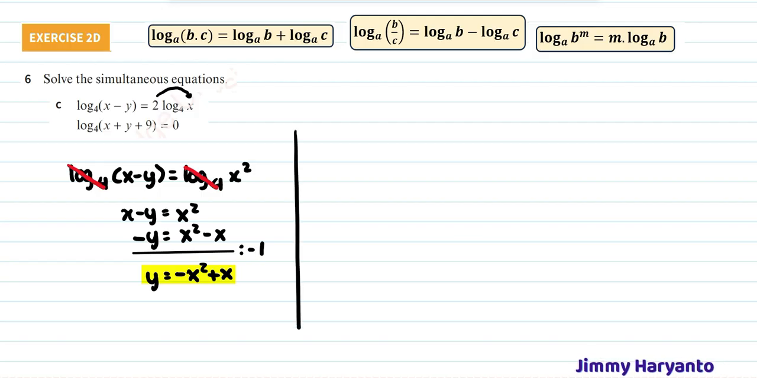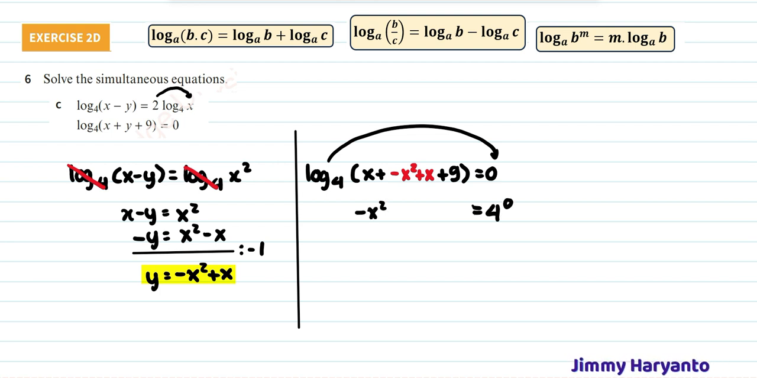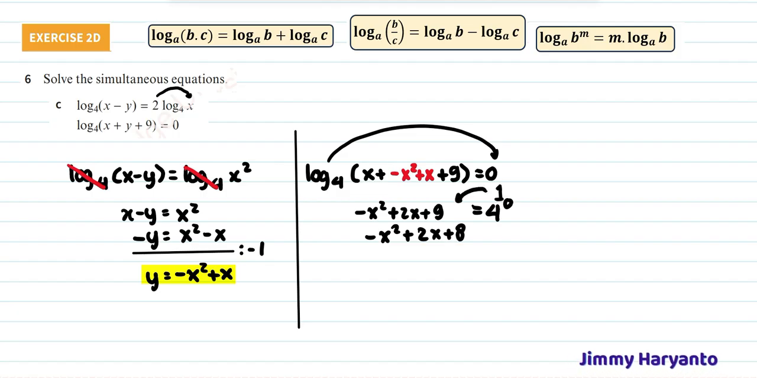Next is to substitute the y into the second equation. So the second equation says log 4, open brackets, x plus y plus 9 equals 0. The y itself is negative x squared plus x. I will move this logarithm 4 to the right hand side. You will have 4 to the power of 0, and this one is negative x squared plus 2x plus 9. 4 to the power of 0 equals 1. I move the 1 to the left hand side. You will have plus 8 equals 0, like this. Am I too fast? No, yeah.